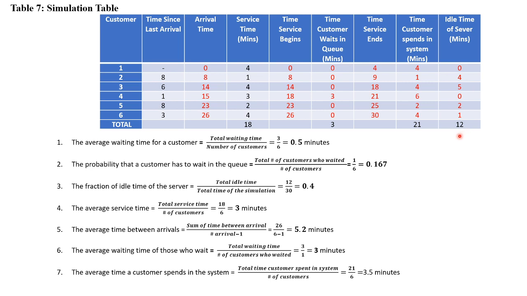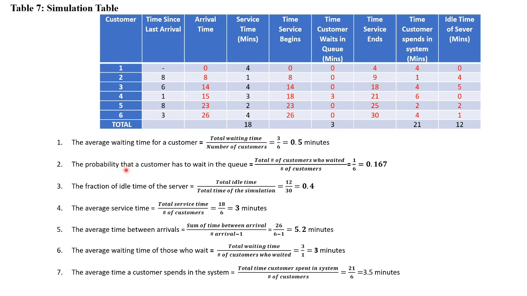So now let's come to the questions. We are to determine the average waiting time for a customer. The average waiting time for a customer is equal to the total waiting time divided by the number of customers. The total waiting time of customers, we have added it to be equal to 3. The number of customers is 6. So 3 divided by 6, that is 0.5 minutes. That is the average waiting time of a customer.